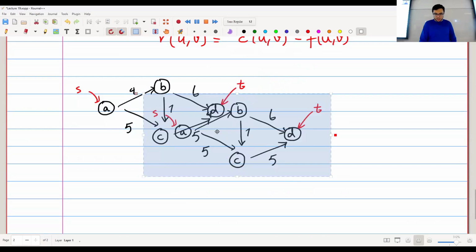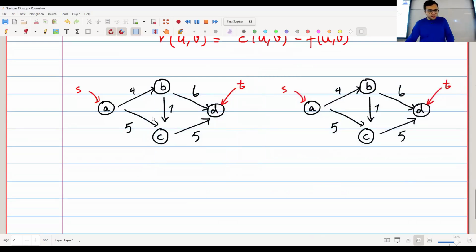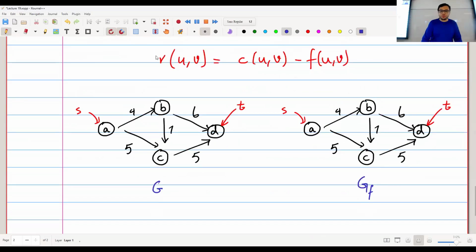And I'm going to create a copy of it on this side. So this is my original graph. Let's call it G. And this is my residual graph, G sub F. Initially, I'm not sending any flow, so my residual graph is initially the same as my original graph. So what do I do? I find a path from the source to the sink in this residual graph.